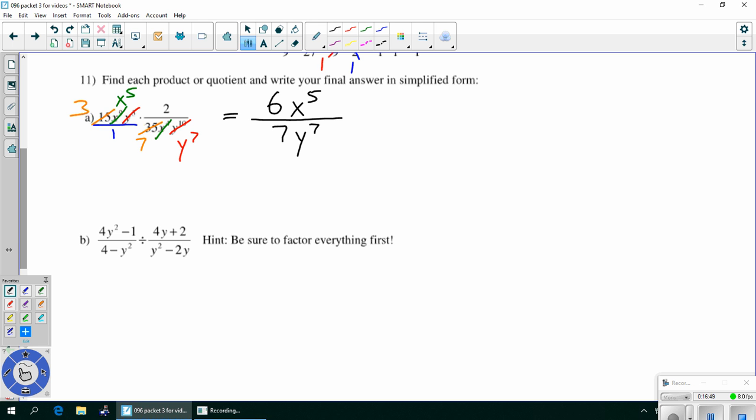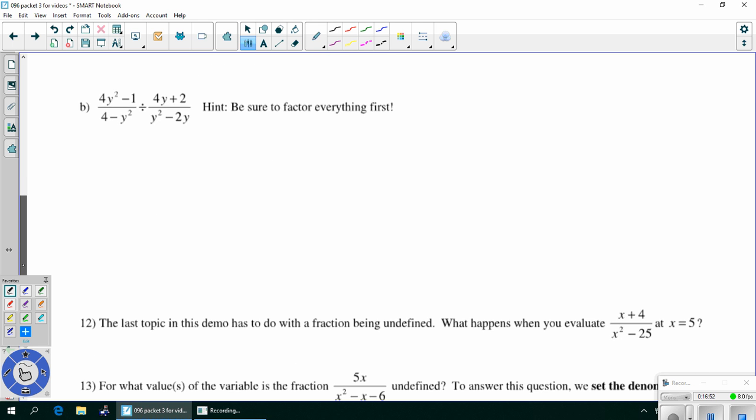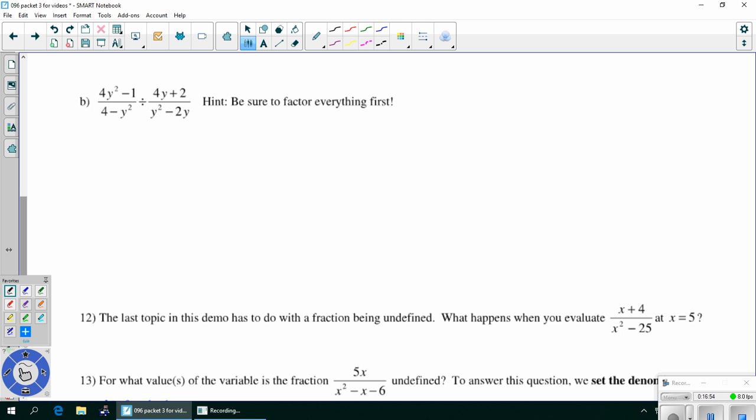Okay, part B, definitely tougher. Let's try this one. First thing I'm going to do is recognize this is a division problem. And dividing two fractions, we're going to do that technique that we just did right up above. Copy the first fraction as is. Division becomes multiplication, and you flip the second fraction at that moment.